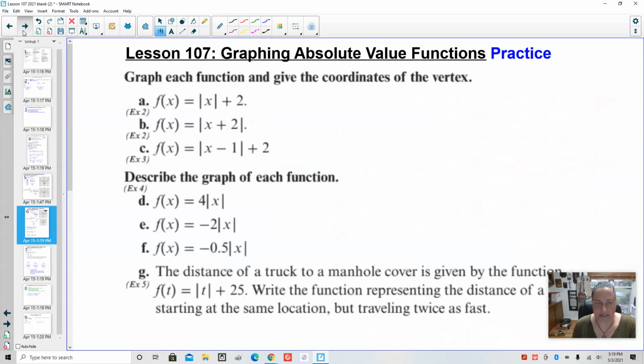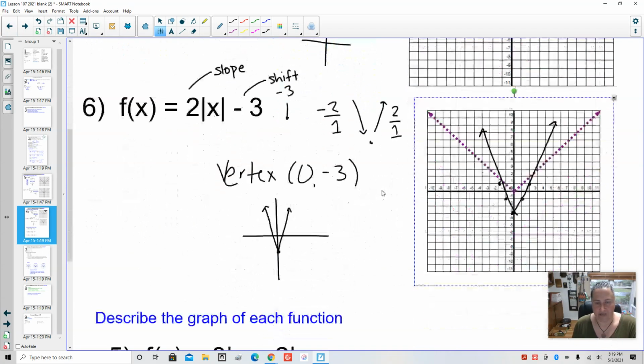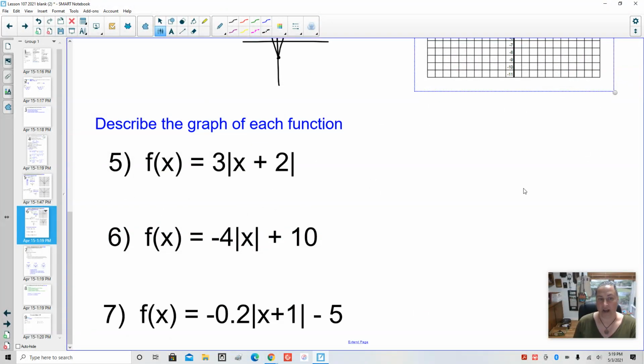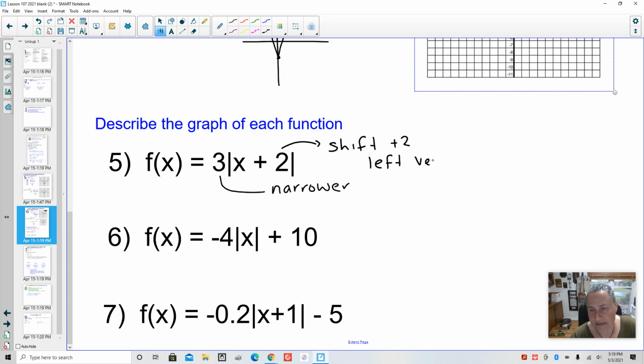All right, let's take a look at these. So this last part doesn't even ask us to, it just says describe the graph. Okay, so this 3 is going to make it narrower. The slope is going to be 3 over 1 or -3 over 1. And this 2 is going to shift it to the right. Nope, to the left. +2 is left, so that the vertex is at 0, -2. Now you could graph that.